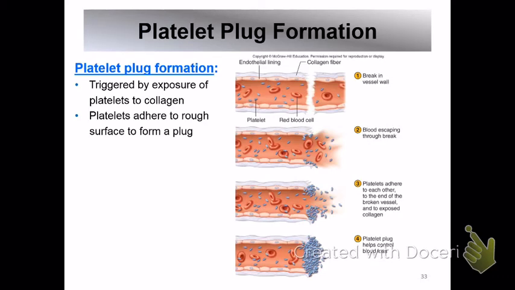Okay, the next one is platelet plug. Most interesting thing ever. And that's how it's kind of like a cork. You can see the thrombocytes, how they plug in. So platelet plug, triggered by exposure of platelets to collagen, and that's in your skin. But collagen is a protein that helps skin be firm. Platelets adhere to rough surfaces and form a platelet plug.